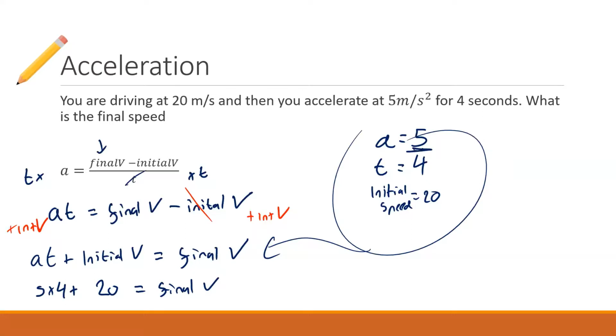5 goes where the A is. This 4 goes where the 4 is. This 20 goes where the initial speed is. Sorry, I love this stuff. Then that's going to be 20 plus 20. So our final speed.